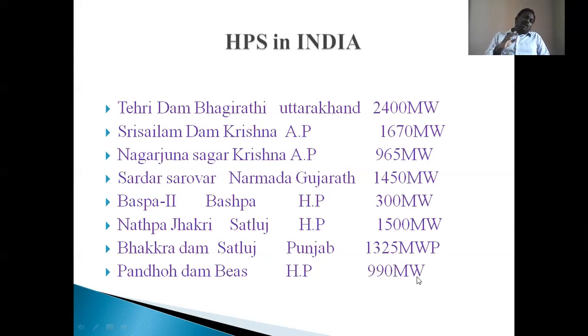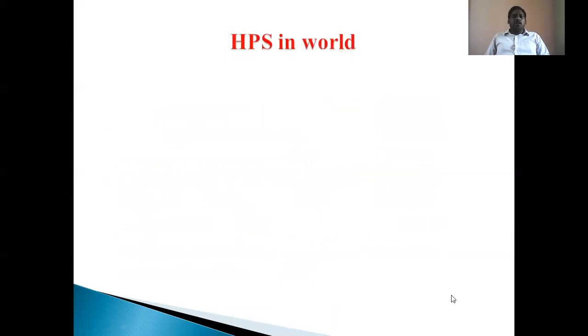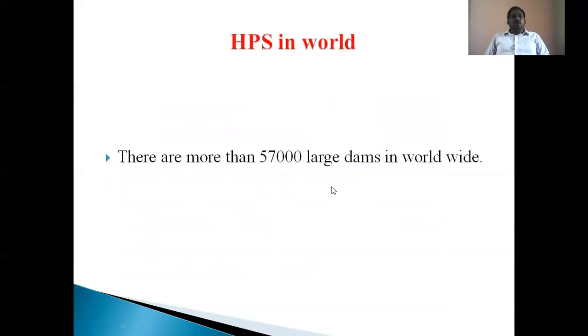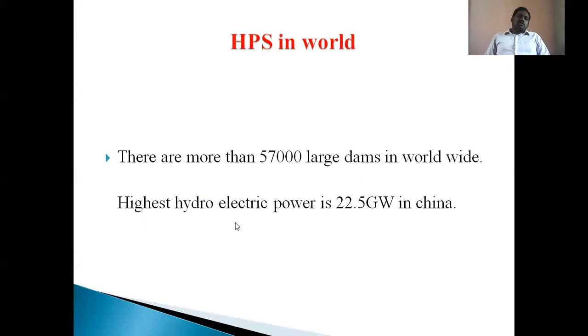These are only some of the hydroelectric power plants which exist in India, and the dams are constructed on their respective rivers. And finally, in our world, a total of 57,000 large dams are constructed, and the highest capacity of hydroelectric power is 22.5 gigawatts, which was installed in China. This is about hydroelectric power stations.